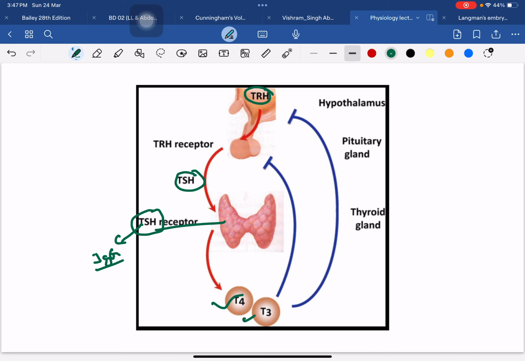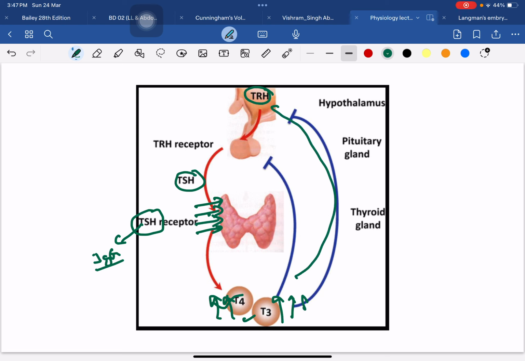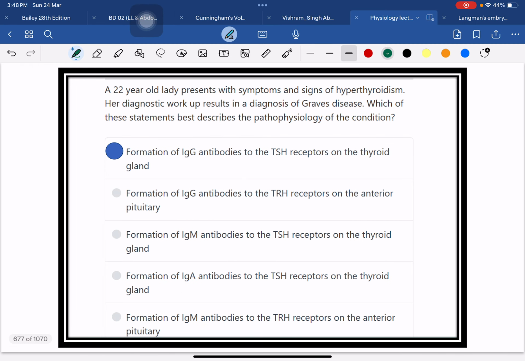It continuously influences the thyroid gland and releases more T3 and T4. When there are higher levels of T3 and T4, the feedback mechanism acts, and finally the TSH level reduces. But this TSH receptor is not responsive to TSH because it acts autonomously and increases T3 and T4. So it is the formation of IgG antibody against the TSH receptor on the thyroid gland.